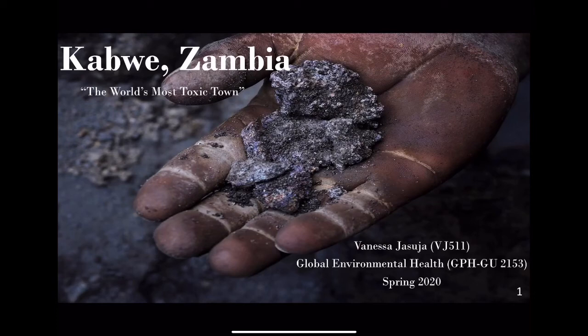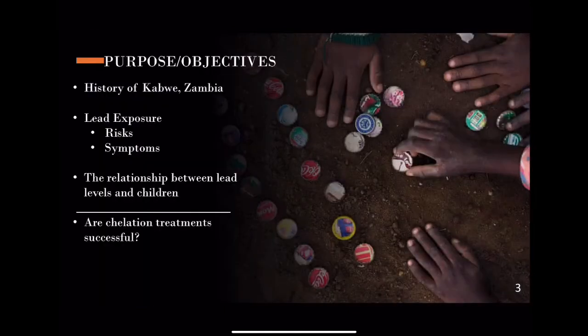Hi, my name is Vanessa Jasuja, and today I'm going to be talking about Kabwe, Zambia, and more specifically, the effects lead contamination is having on the population. Every day, children in Kabwe are being poisoned by lead due to the previous mining and smelting. Although the mines have been closed since 1994, the effects are still being seen today.